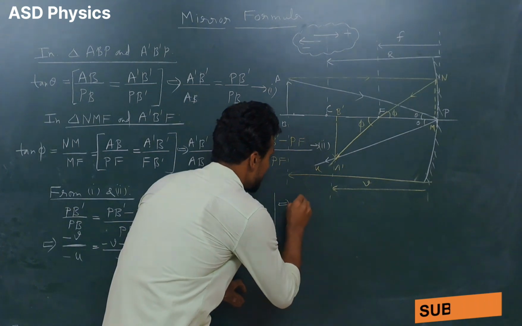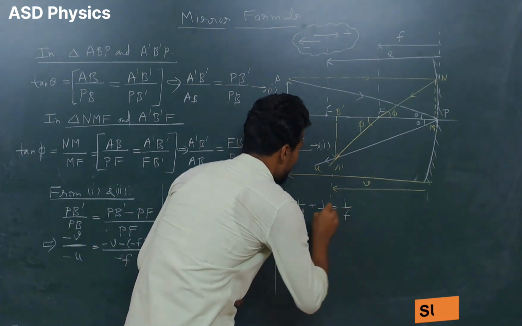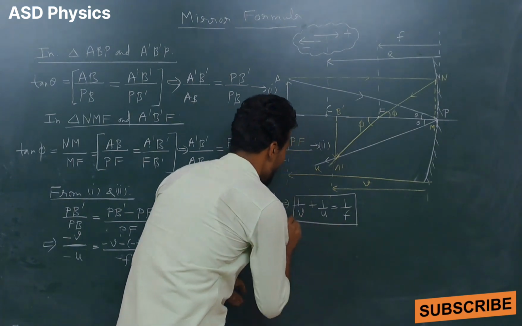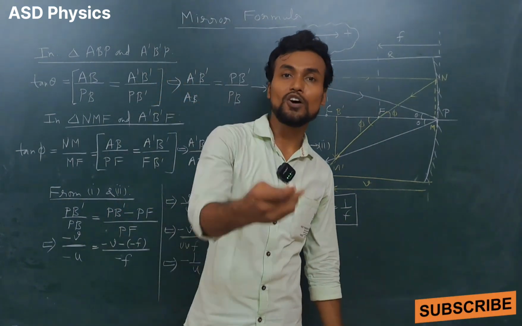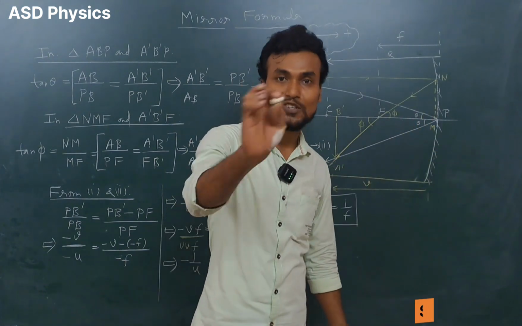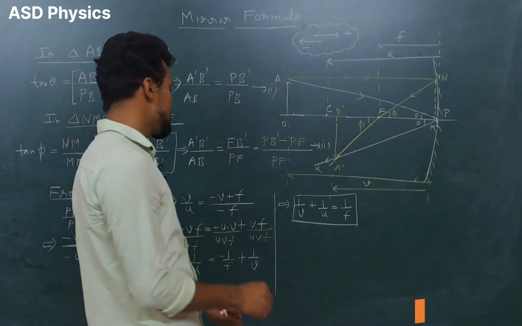Now after simplification, what is coming here? Just check out very here. We are getting 1 by V plus 1 by U is equal to what? 1 by F. And what is this? This is the mirror formula. And this formula is applicable for all kinds of mirror. Concave mirror is there, convex mirror is there, any kind of mirror. So we have got here.